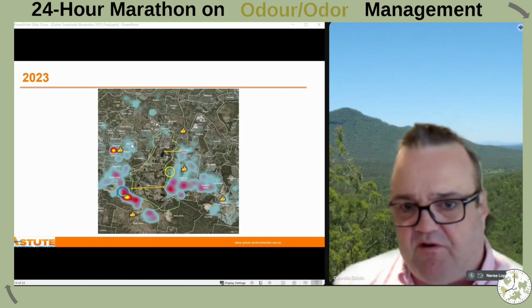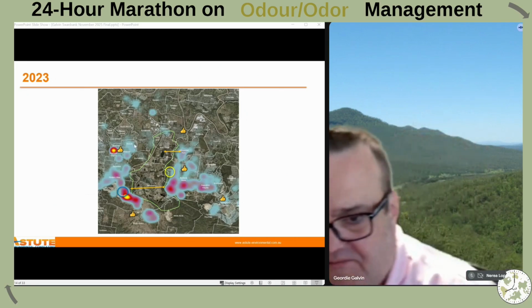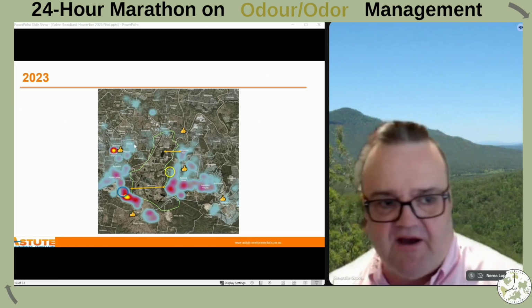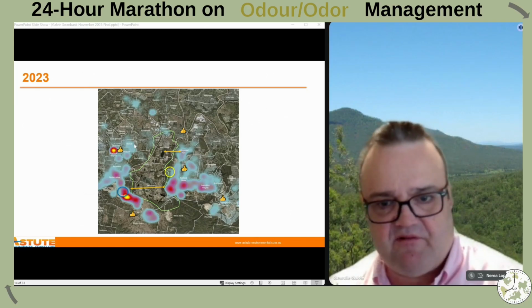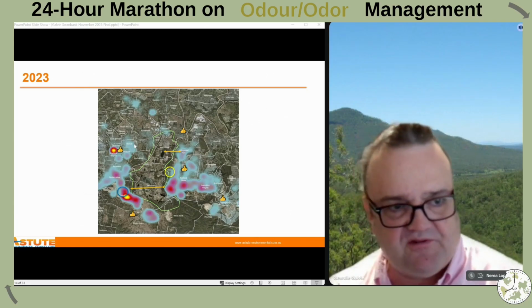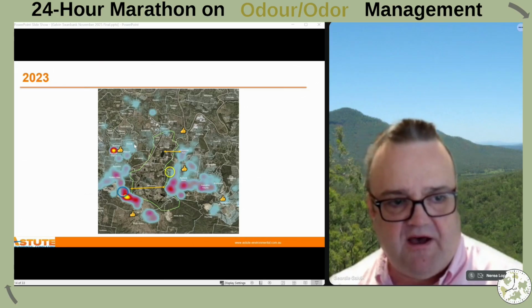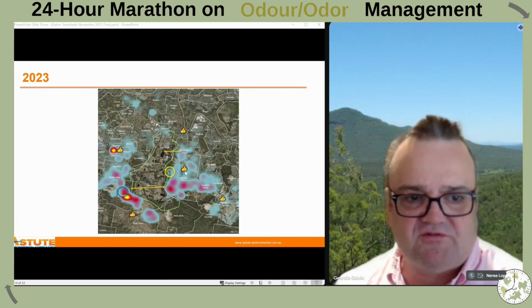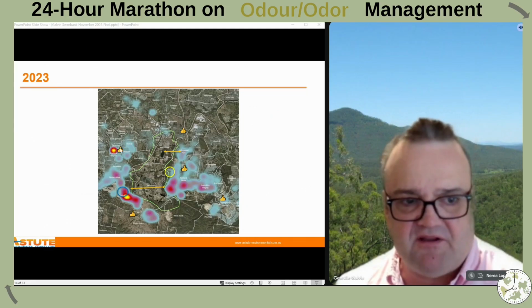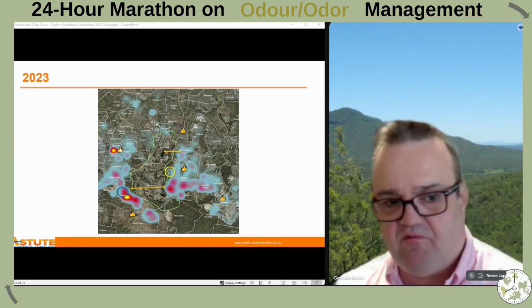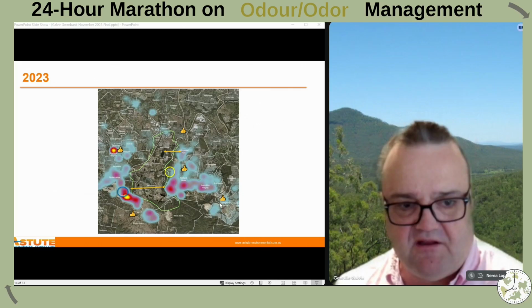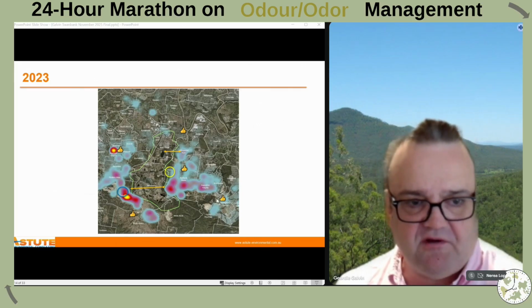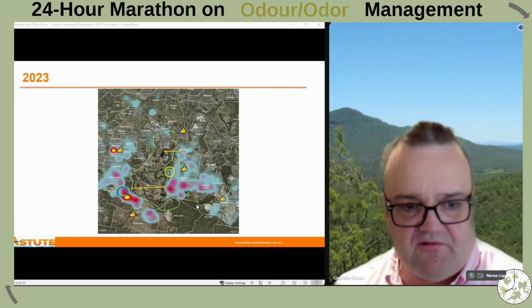So this is a heat map in 2023 of the complaints, and the interesting part is obviously that there was a significant number of complaints, and unfortunately I was unable to source the original imagery. But these thumbs ups are places that in our normal travels we have smelt odour randomly, not associated with work. So I was having breakfast down here one morning, I think that's about 6 kilometres away, and I got a lovely waft of compost.